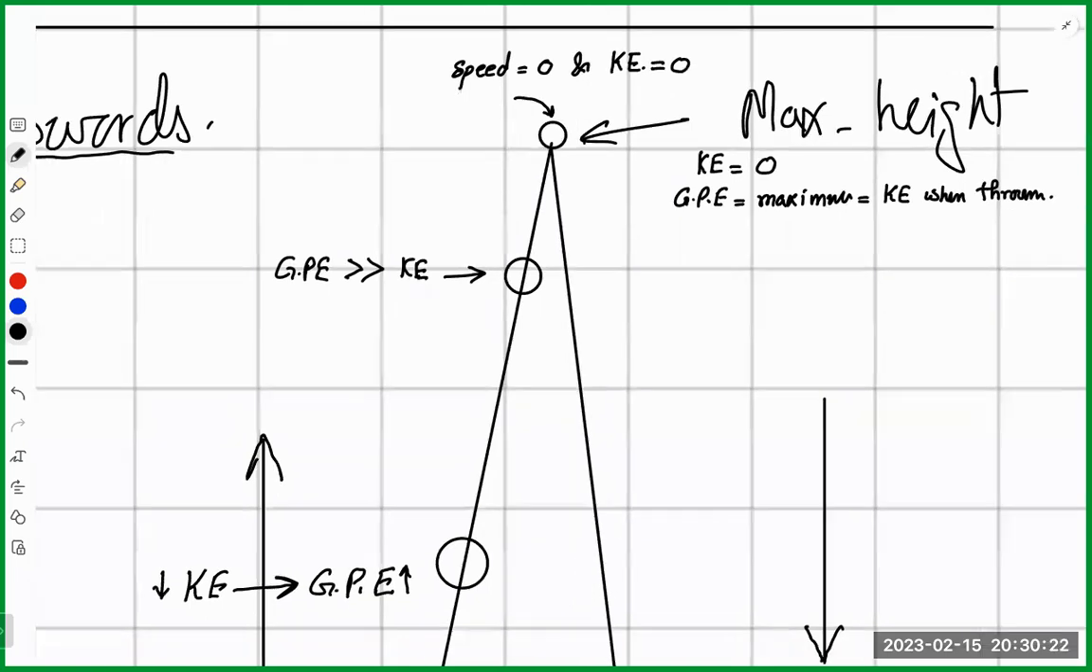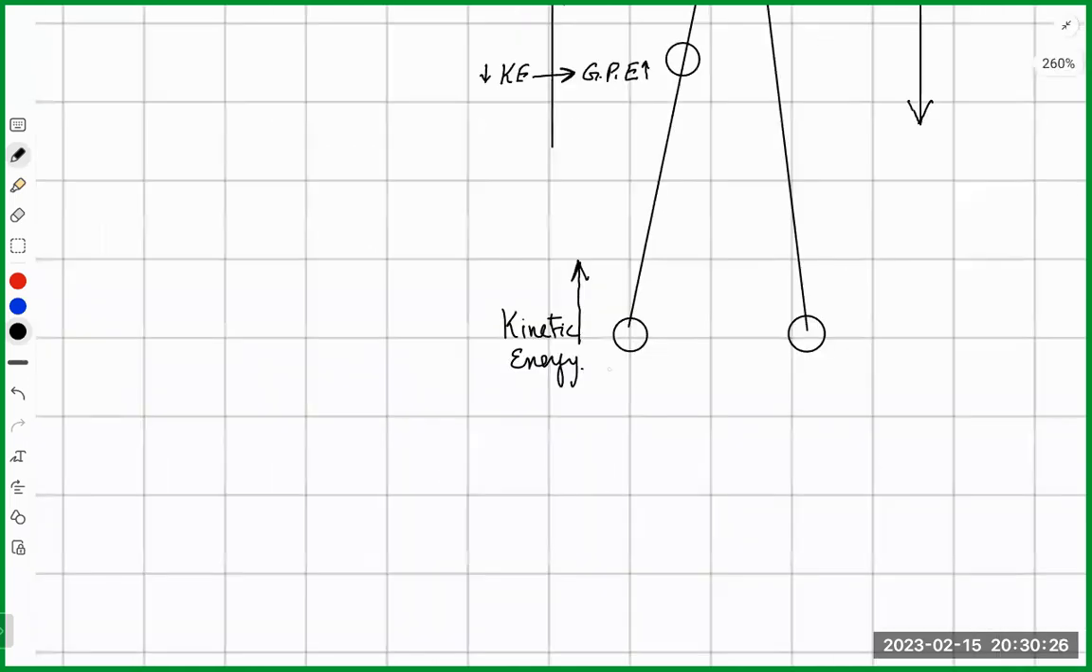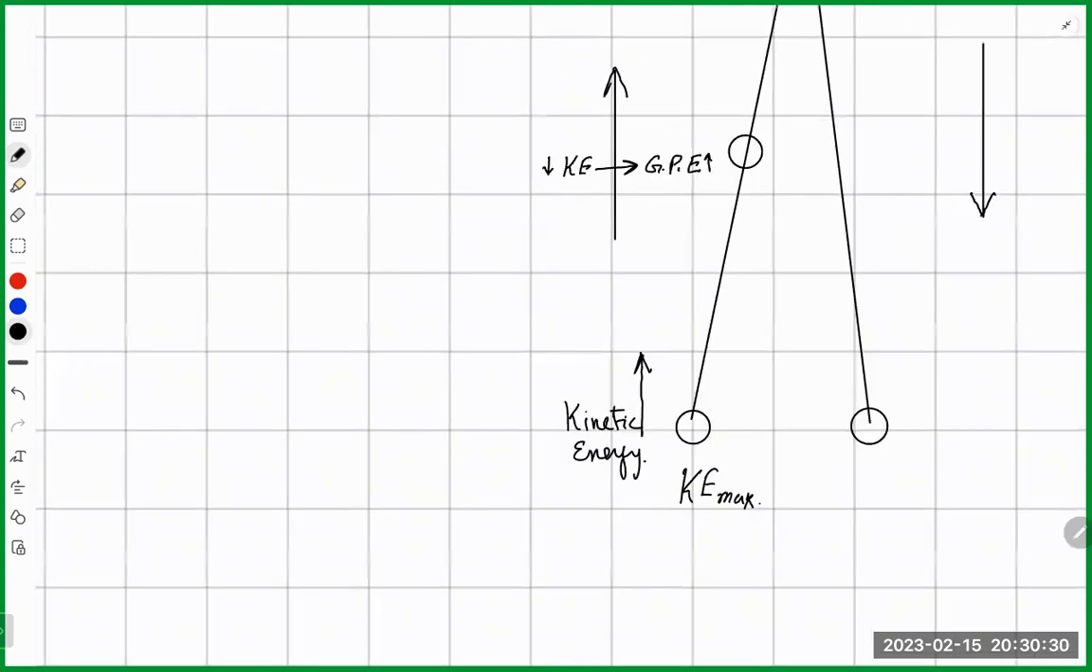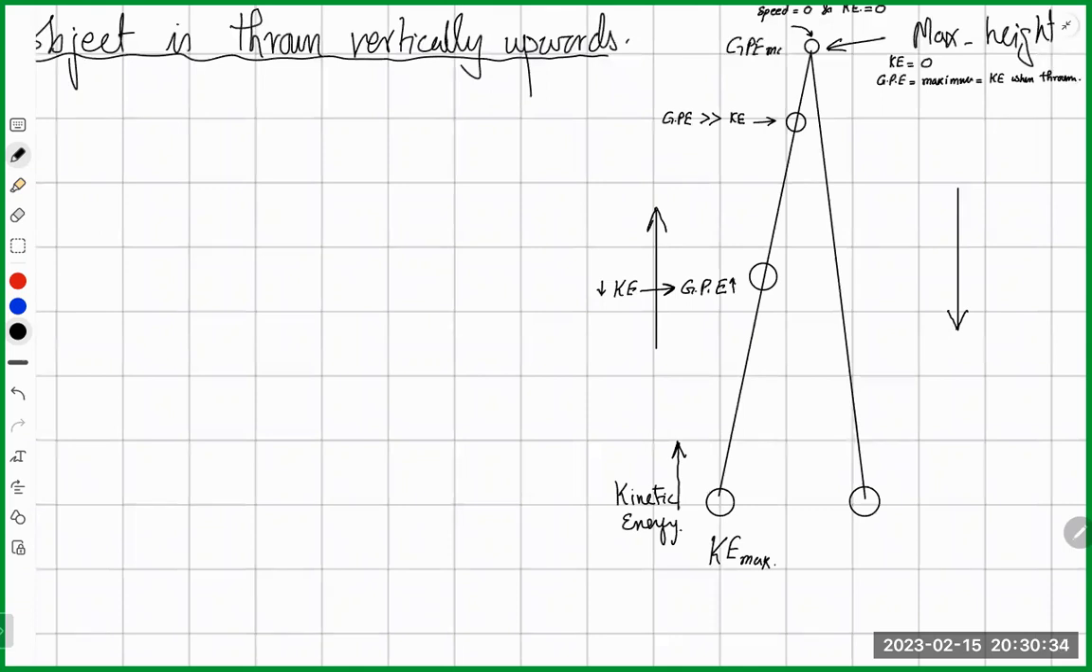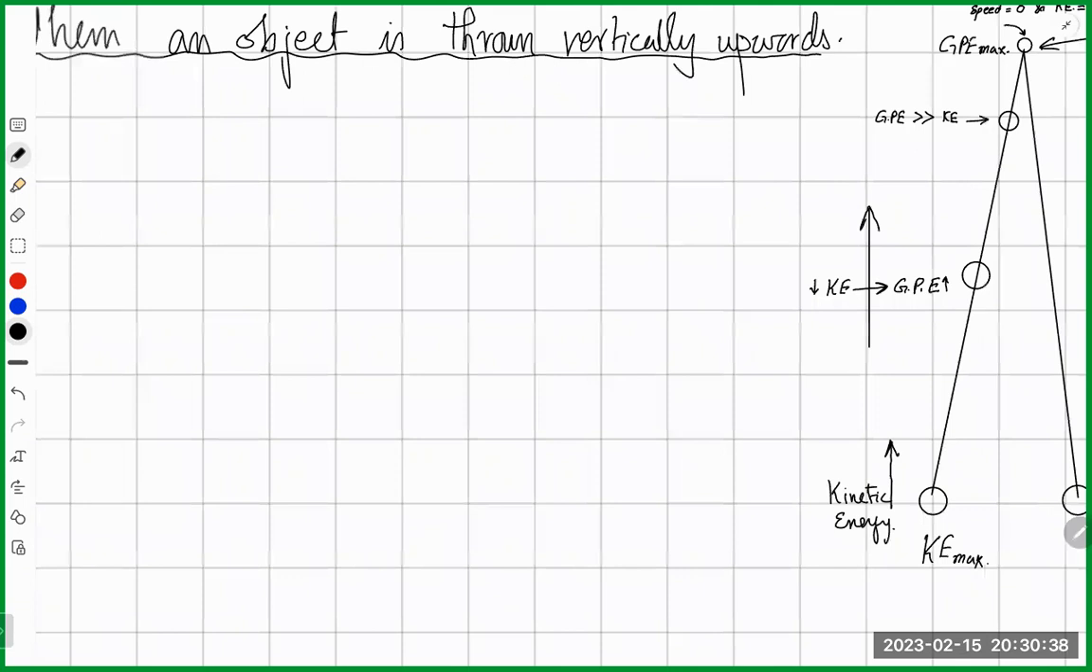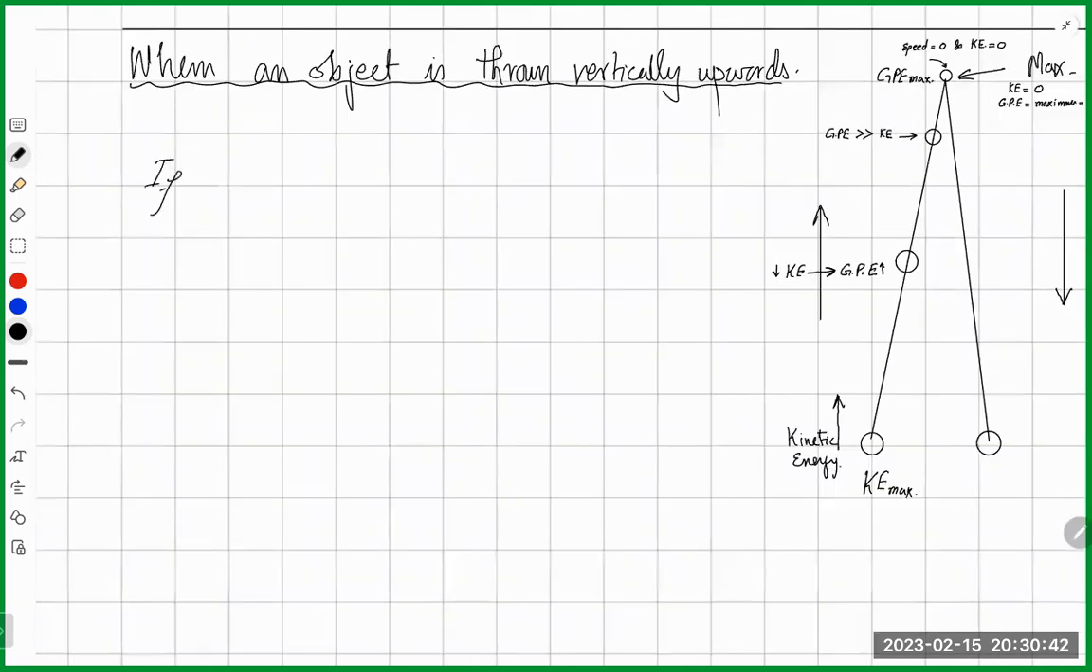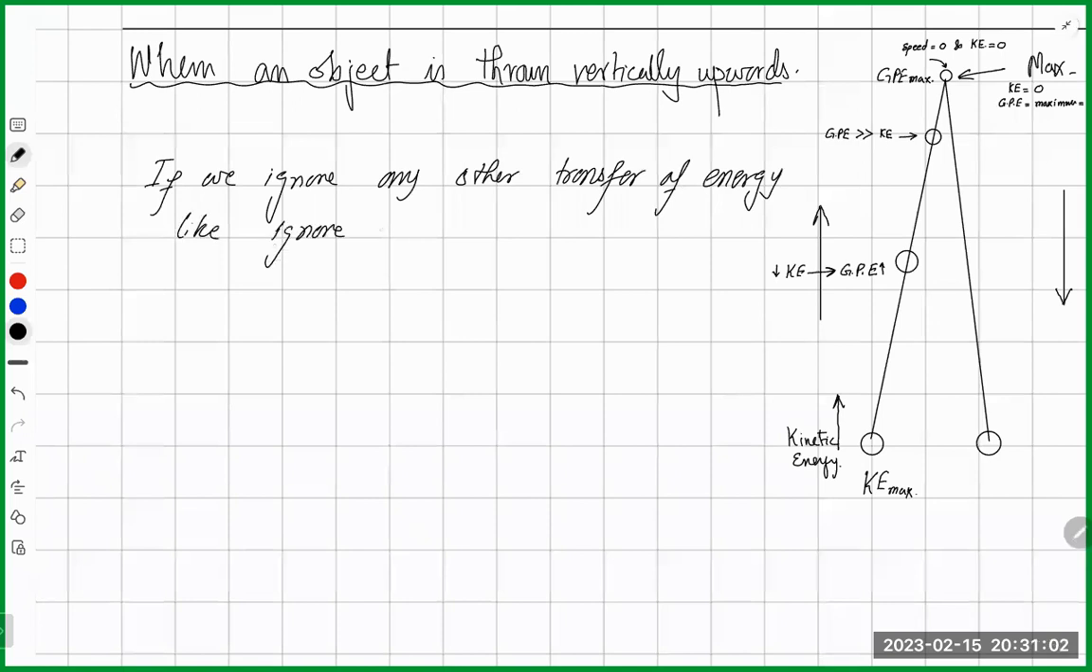So at the bottom, kinetic energy is maximum. At the top, gravitational potential energy is maximum. We ignore any other transfer of energy, like resistance, sound, heat. We are totally ignoring any other form of energy that has been used in the process.